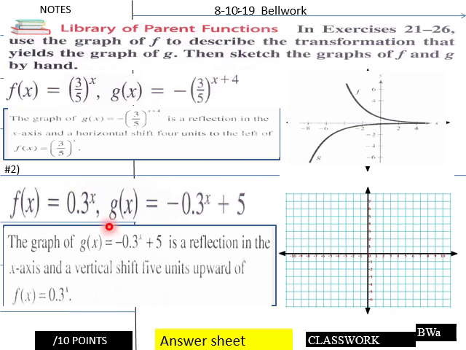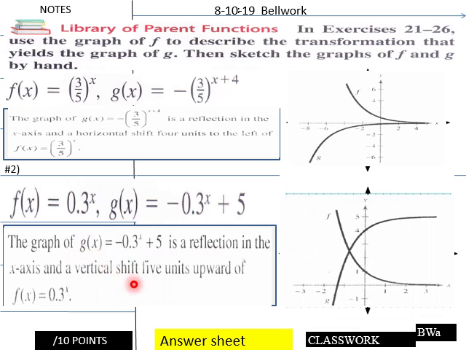And then down here, f is 0.3 to the x power, and then g of x is negative 0.3 to the x power plus 5. So the graph of negative 0.3 to the x plus 5 is a reflection in the x-axis. So it is a reflection in the x-axis, and there's a shift here of 5 units. So this is negative 0.3 to the x power plus 5.